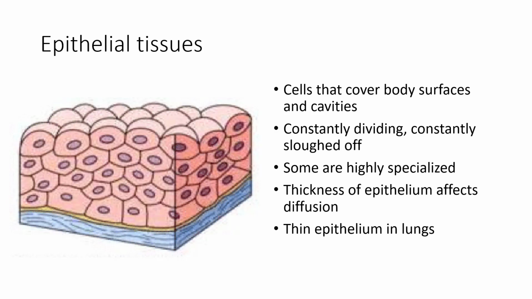Ew. Some of these epithelial cells are very highly specialized for absorption or secretion, and the thickness of the epithelium affects the rate of diffusion through the epithelium. For example, your skin is thick, and your thick skin cannot absorb oxygen, but your lung epithelial tissues are thin, and these can absorb oxygen. This is why we breathe through our lungs and not our skin. Frogs, on the other hand, have a thinner skin because they do breathe through their skin. So the thickness of the epithelium affects how quickly things diffuse through it.